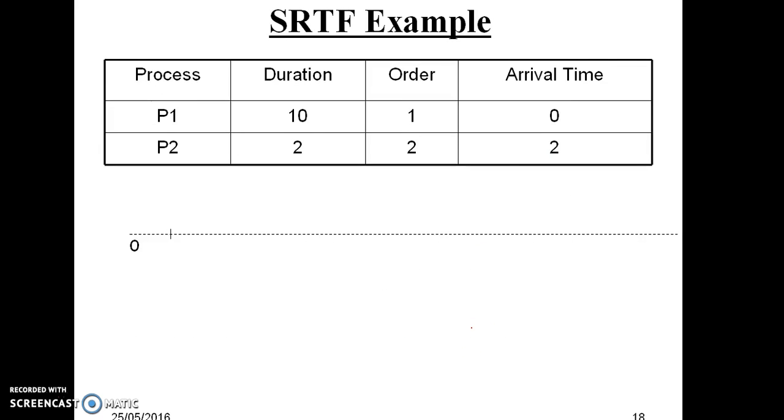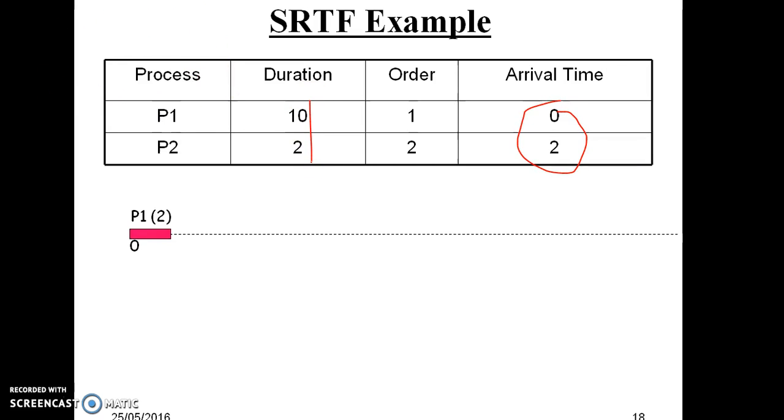Now we have a new problem that we have not considered in the previous lecture. Here two processes arrive at different times. P1 arrives at time 0 and P2 arrives at 2. The duration, or burst time, required for these processes is 10 and 2.